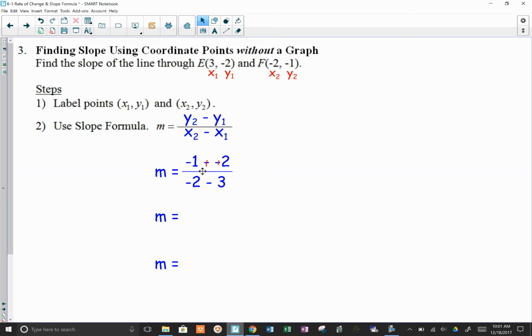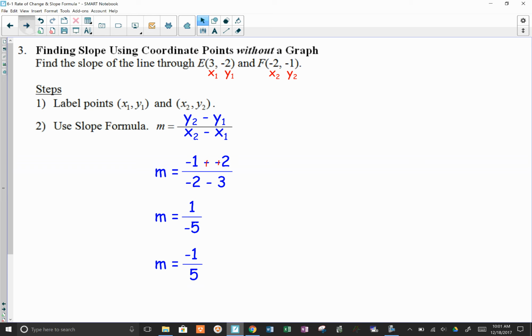So in this case, I would have negative 1 minus negative 2 for my y's. So again, that becomes addition. And negative 2 minus 3 for the x's. So negative 1 plus 2 is positive 1. Negative 2 minus 3 is negative 5. So my slope would be negative 1/5. It doesn't matter where the negative symbol is, as long as there's just one of them, it represents the same value.